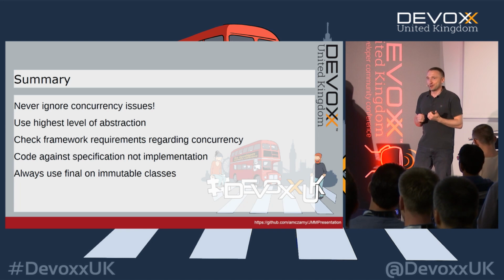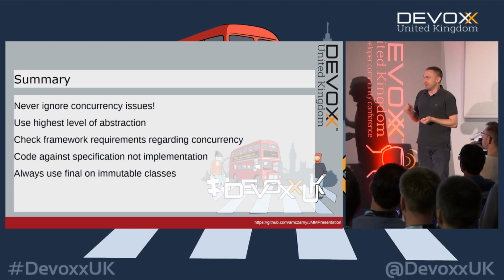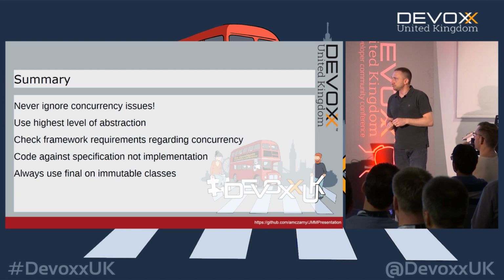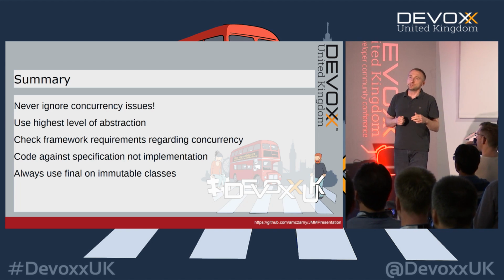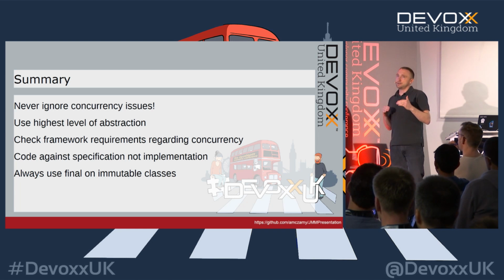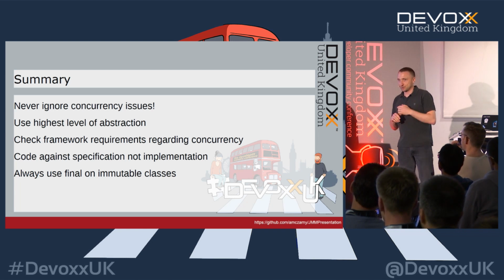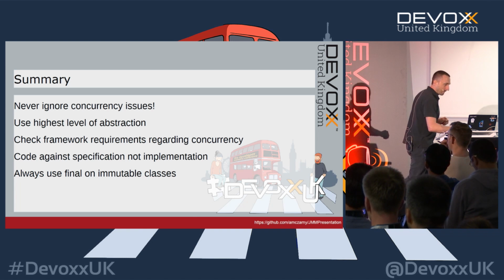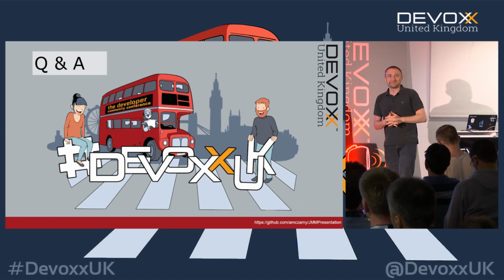Do you remember our Raspberry Pi example? Always code against specification. And if you want to create a fully thread-safe object, use final on immutable classes and then wait for the freeze action inside the constructor, so don't allow this to escape. That's basically all. Thank you very much.